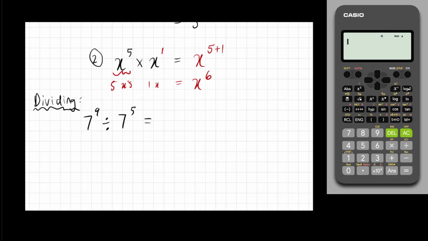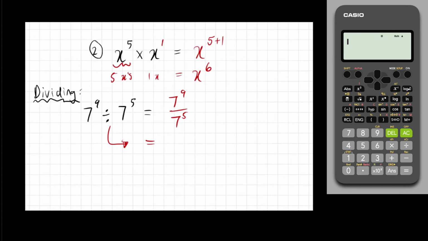Well, I don't particularly like the division symbol. Another way we can write division is by writing it as a fraction. So we're going to write it as 7 to the power of 9 over 7 to the power of 5, okay? This one step just makes it a little bit easier to work out. Now, if you want, you can skip straight to the next step if you don't need to write the fraction first, but I just wanted to show you that we can do it like this.